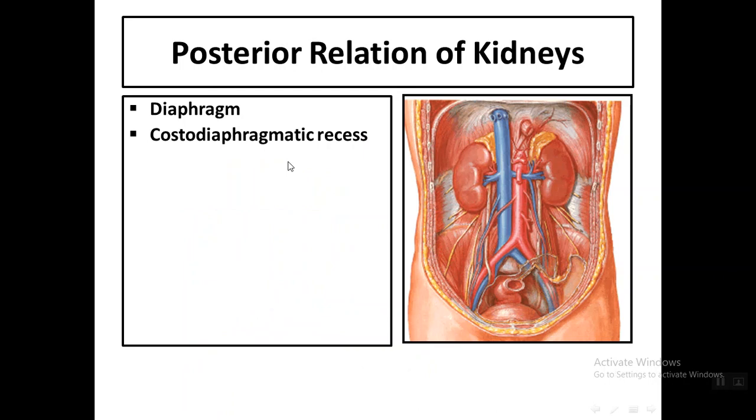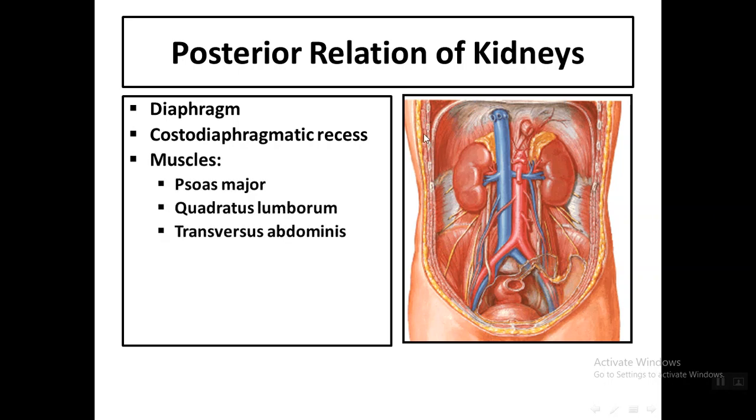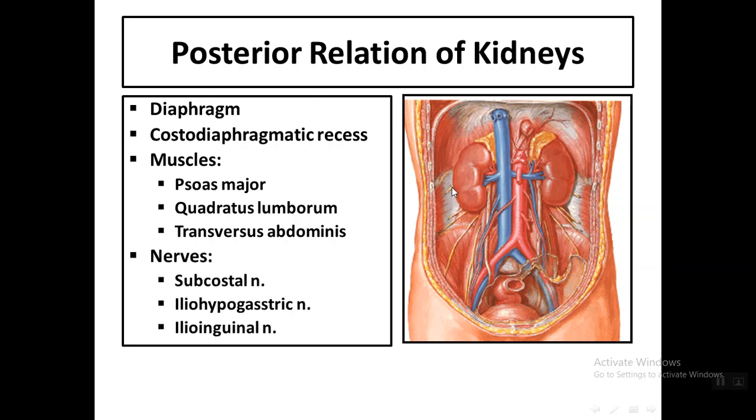What are the posterior relations of the kidneys? Nearly they are similar, the right and left one. These are the posterior relations: the diaphragm, the costodiaphragmatic recess, the muscles forming the posterior abdominal wall, which are the psoas major, quadratus lumborum, and the origin of transversus abdominis muscle. ومن النيرفز اللي قاعد نشوفها هنا هو subcostal nerve, iliohypogastric nerve, and the ilioinguinal nerve. All these are posterior relations.